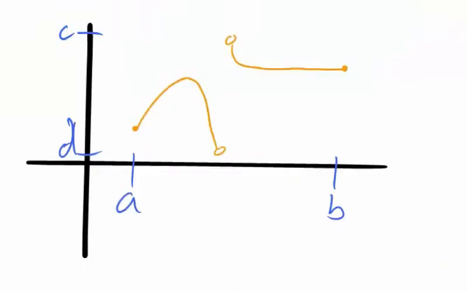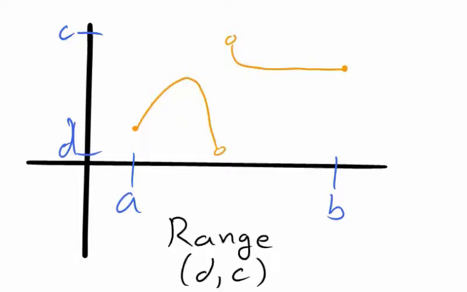It is critical that the function be continuous. This function has a jump discontinuity exactly at the values we would consider to be the absolute extrema. The y value of c and the y value of d are never attained. In fact, the range of this function is the open interval (d, c).